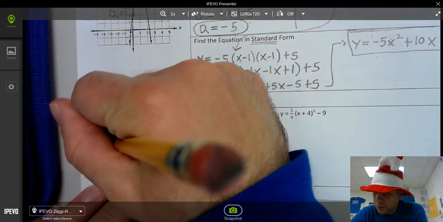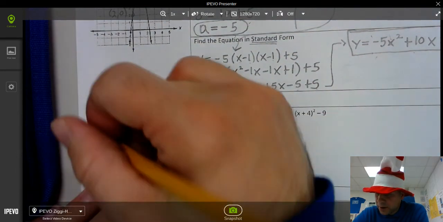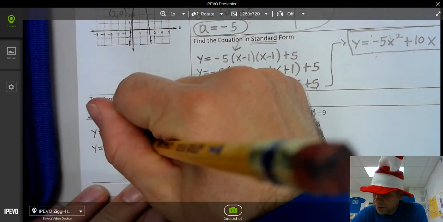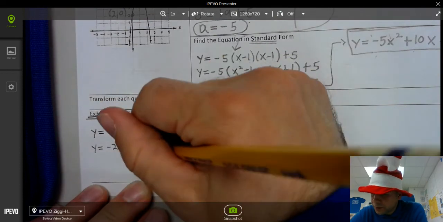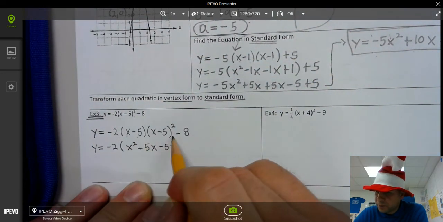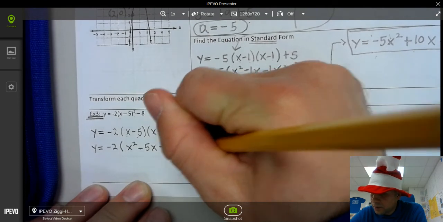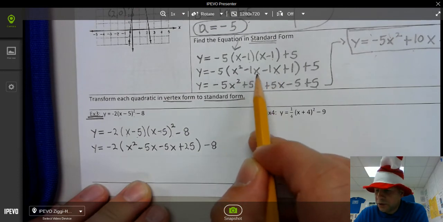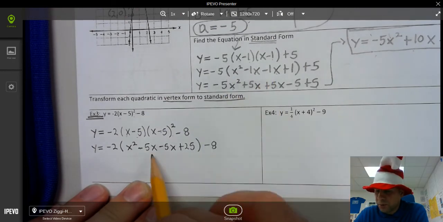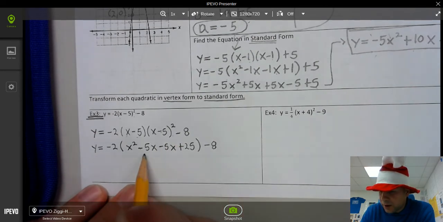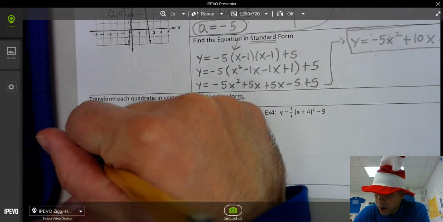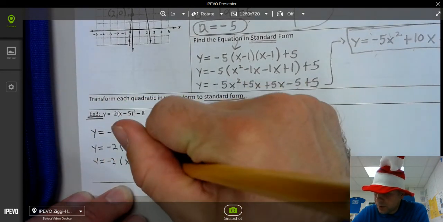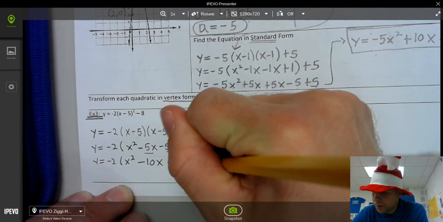So you get y equals negative 2, x times x is x squared, x times negative 5 is negative 5x, negative 5 times x is negative 5x, negative 5 times negative 5 is a positive 25, minus 8. Now what I should have done in here, you see the negative 1x and negative 1x? I should have combined them, then multiplied. I'm not wrong here, but let's go and combine it. So negative 5x and negative 5x is negative 10x. So you get y equals negative 2x squared minus 10x plus 25 minus 8.